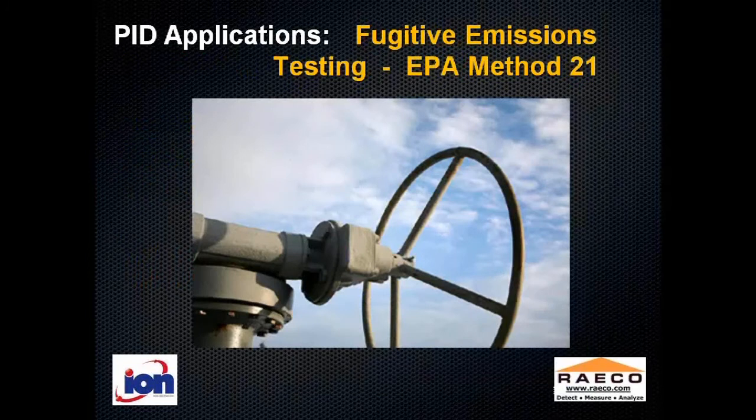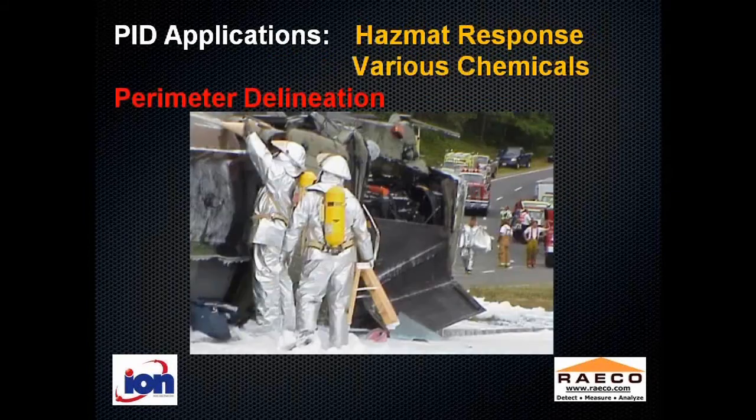Some PIDs have software that allows you to do fugitive emissions testing, EPA Method 21, where you go around to different valves and joints, and you need to make many measurements quickly, within a few seconds, because there are hundreds or thousands of sampling points that need to be done. Hazmat response is also an important one, particularly here showing how perimeter delineation is important.